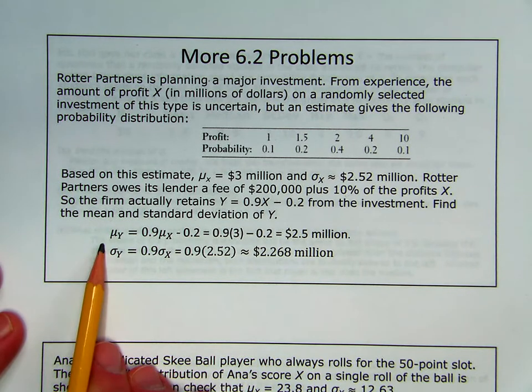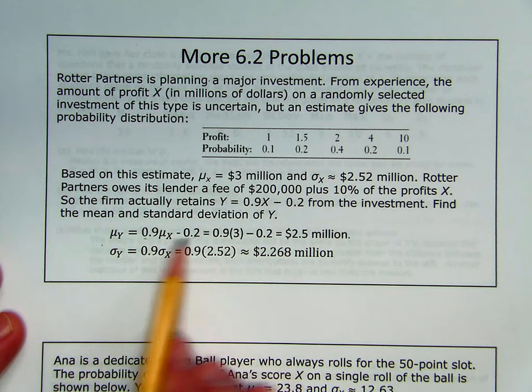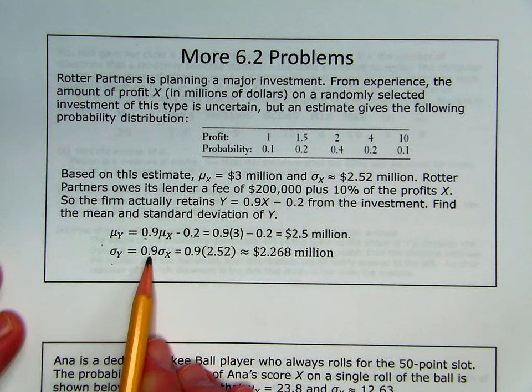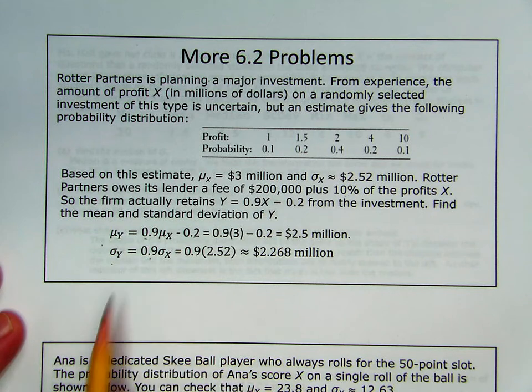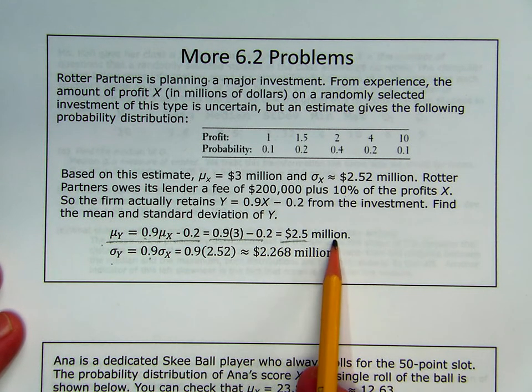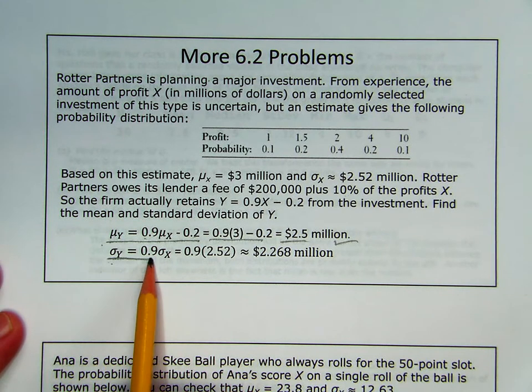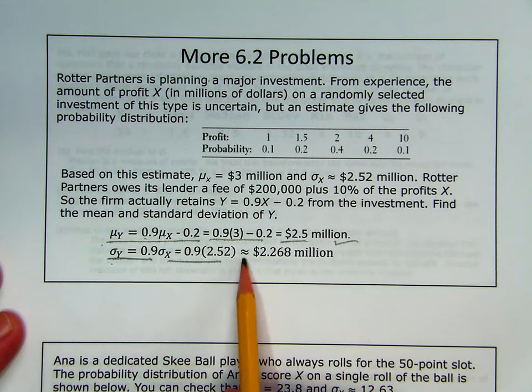So mean is affected by both the multiplication and the subtraction. Standard deviation is only affected by the multiplication, not the subtraction. So, in terms of showing work: blank formula, plug in the numbers, final answer, include your label. Blank formula, plug in the numbers, final answer, show the formula.